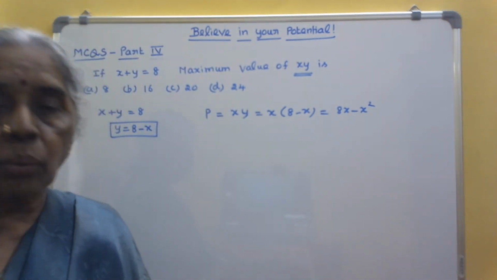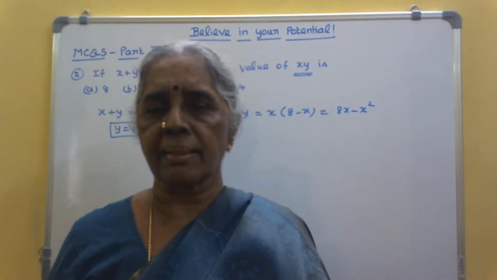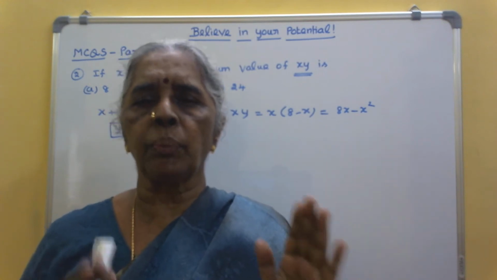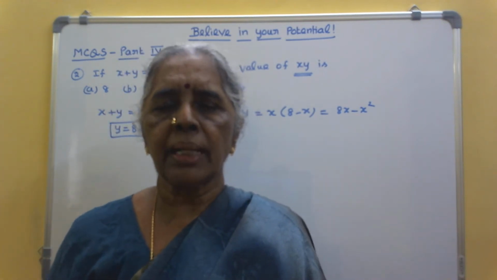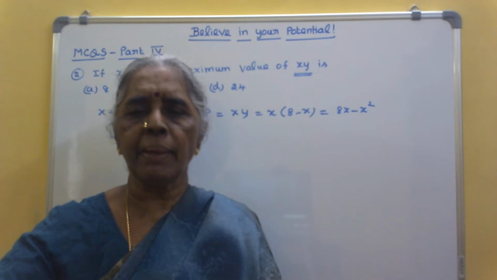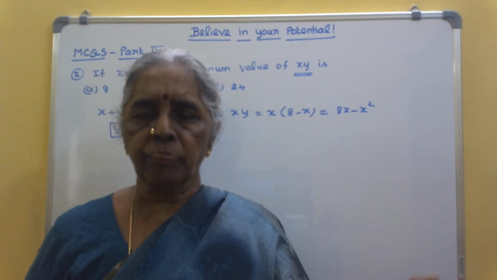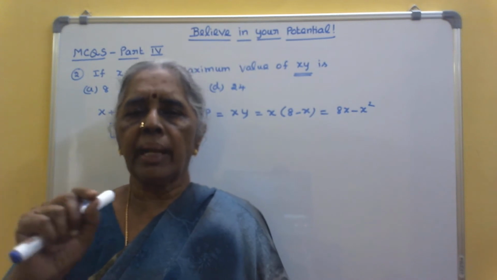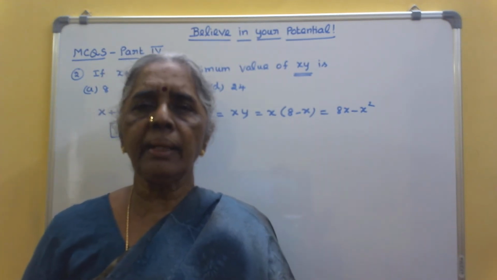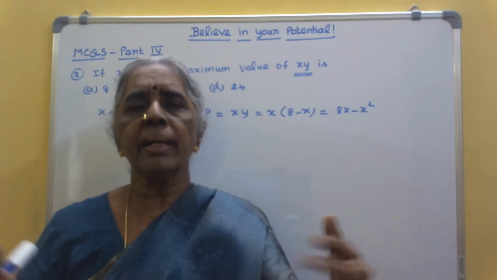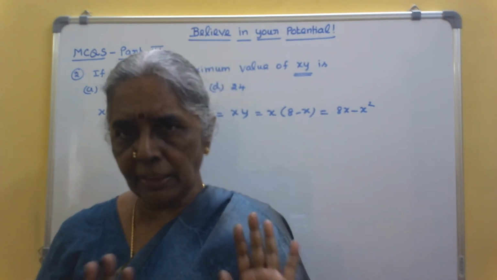Now you know the concept of maxima and minima: the first derivative will be equal to 0. That is common whether it is going to be a maxima or a minima. Then if the second derivative is greater than 0, then it is minimum. If the second derivative is lesser than 0, it is maximum. Okay, remember this concept.